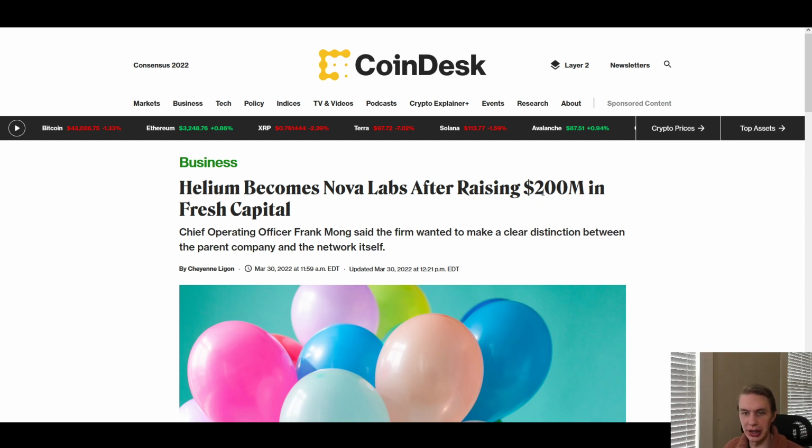But this suggests that there is interest in the project, right? There is outside money that's interested in getting in, presumably because they think that there's potential in Helium to realize a lot of upside if they get in at this point. So that's an interesting thing to note.